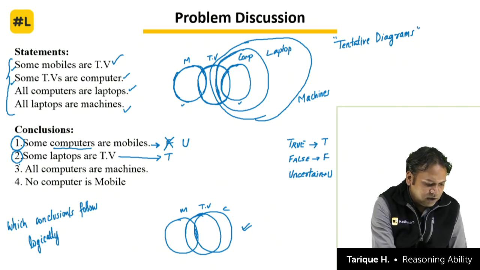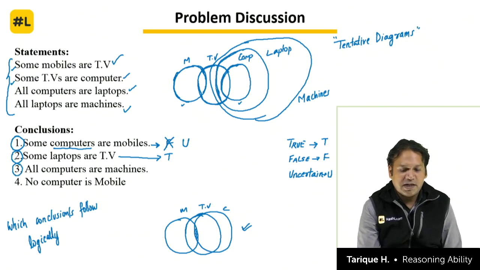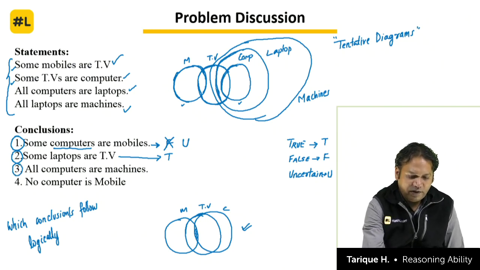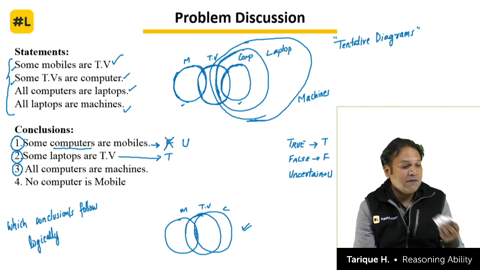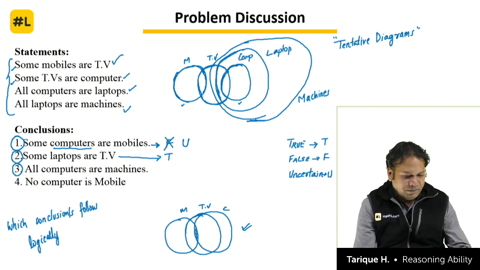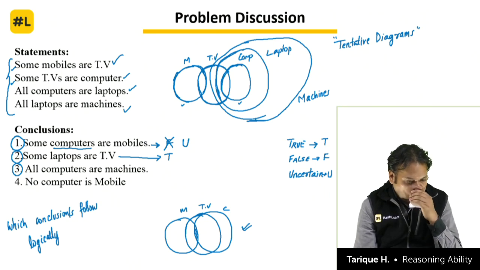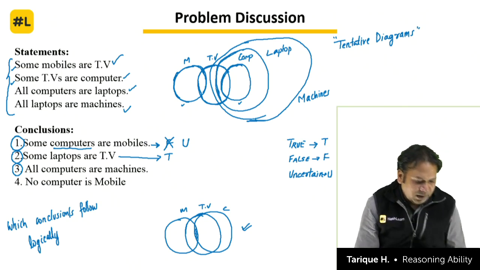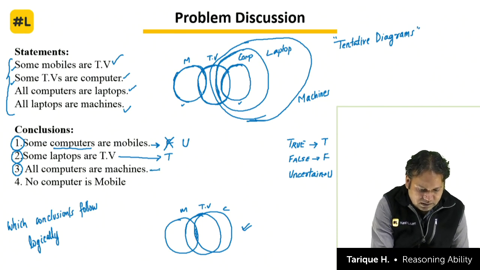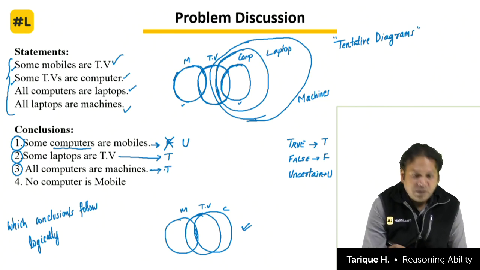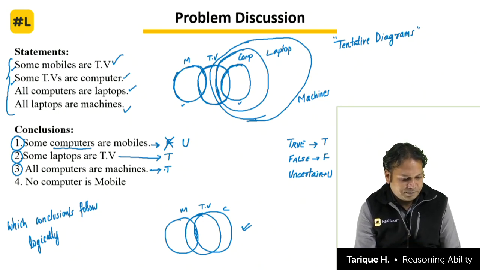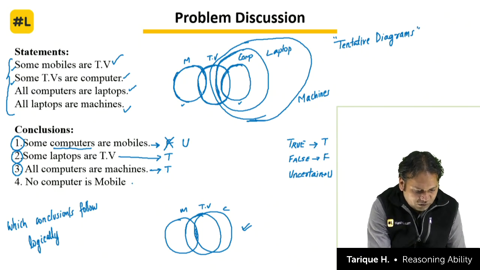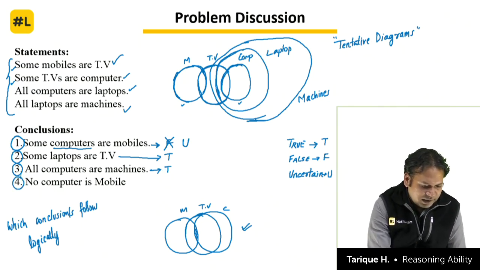Now let's go to the third statement here. All computers are machines. If you look at the circle of computers and the circle of machines, you will see that the computer circle is definitely inside the machine circle. That means that the third statement, all computers are machines, is definitely true. There is no discussion about this. There is no doubt about this whether it is true or false. This is definitely right.